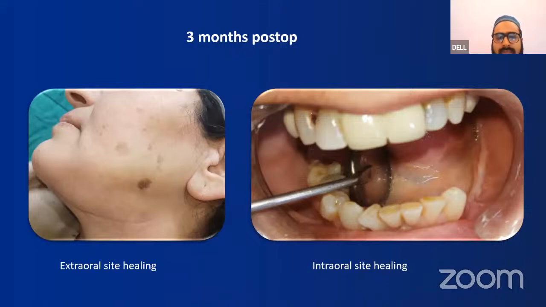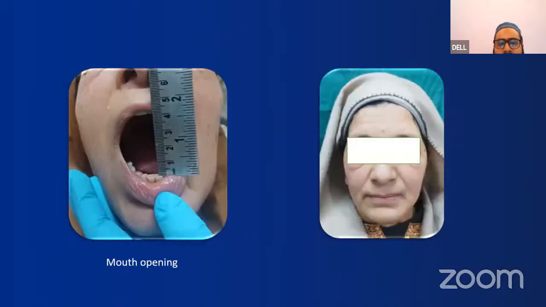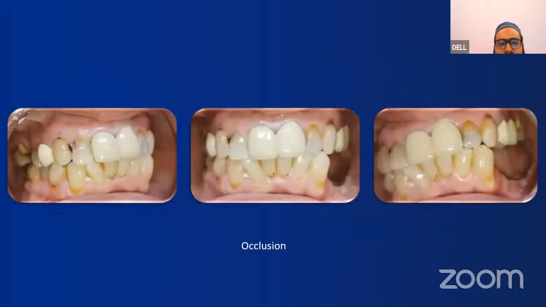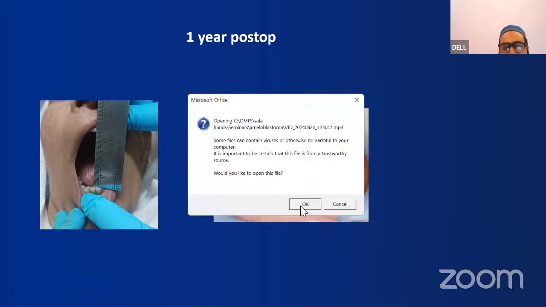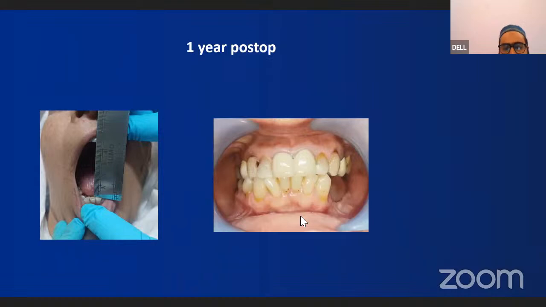This is the post-op healing after 3 months, both intraoral and extraoral. Mouth opening and occlusion were satisfactory. This is after 1 year. The patient has a good mouth opening of 45, and occlusion is also satisfactory. These are the lateral movements of the mandible. This is after 10 months.